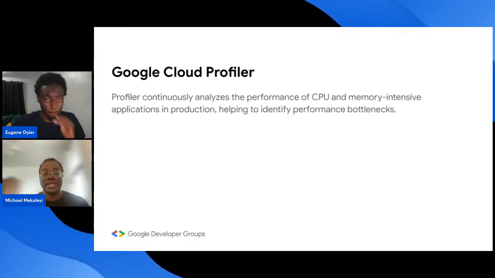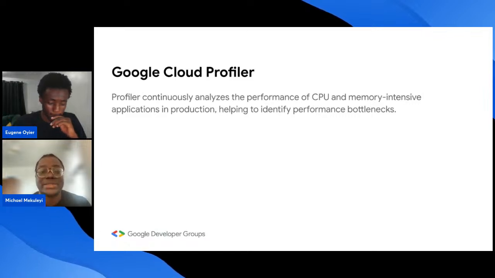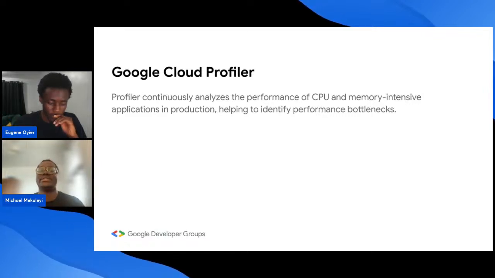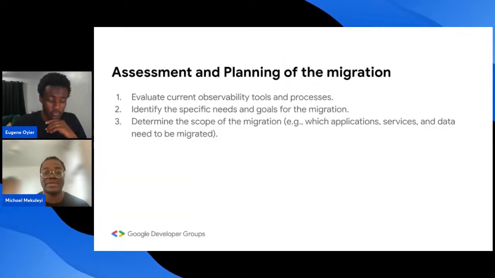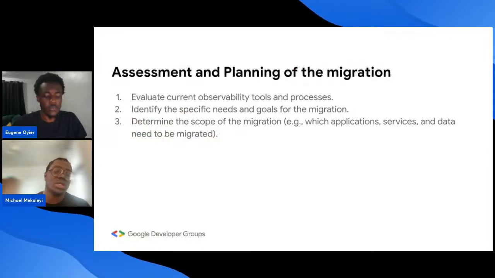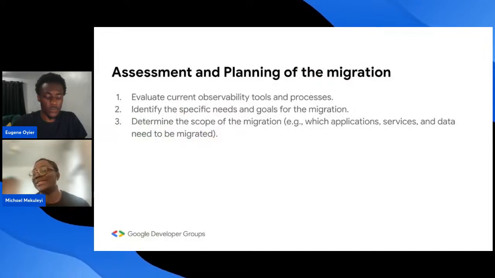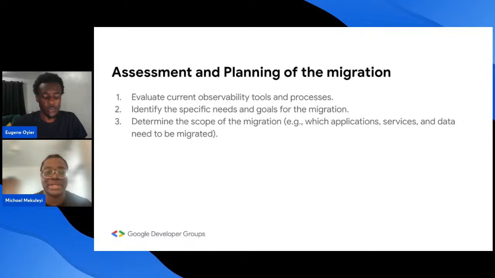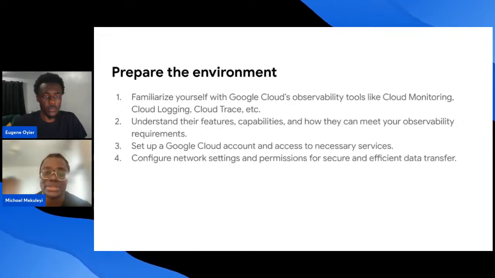Then we have Cloud Profiler. Cloud Profiler continuously analyzes the performance of CPU and memory-intensive applications in production. So, migrating your observability stack to GCP: the first thing you need to do is evaluate what you currently use for observability and then identify the specific needs and goals for the migration. Then also determine the scope of the migration, the application services, and what data needs to be migrated. So assess, plan, and migrate.